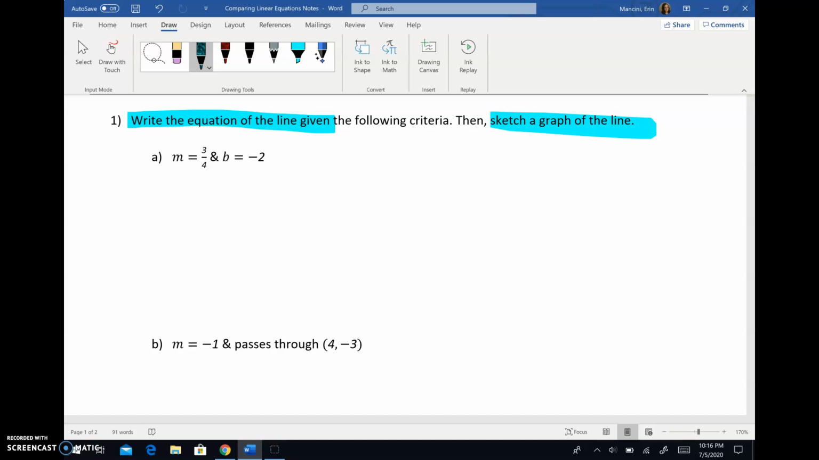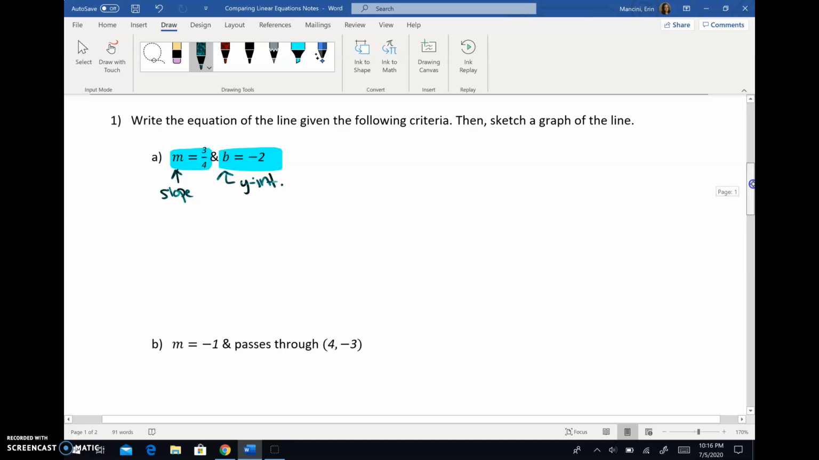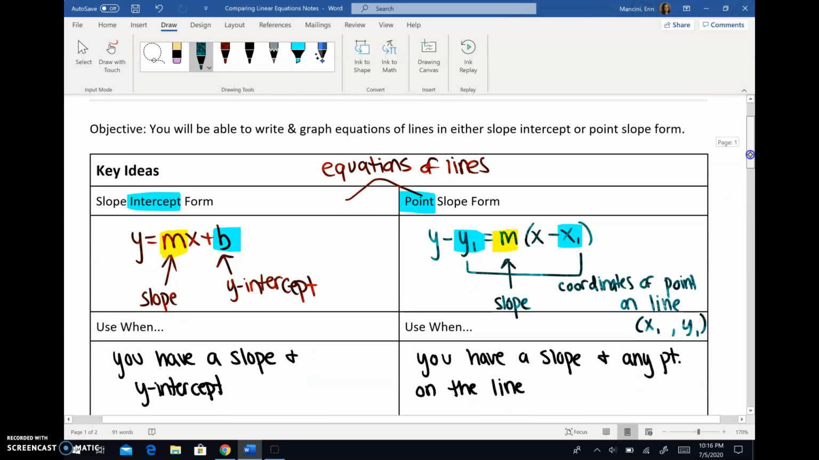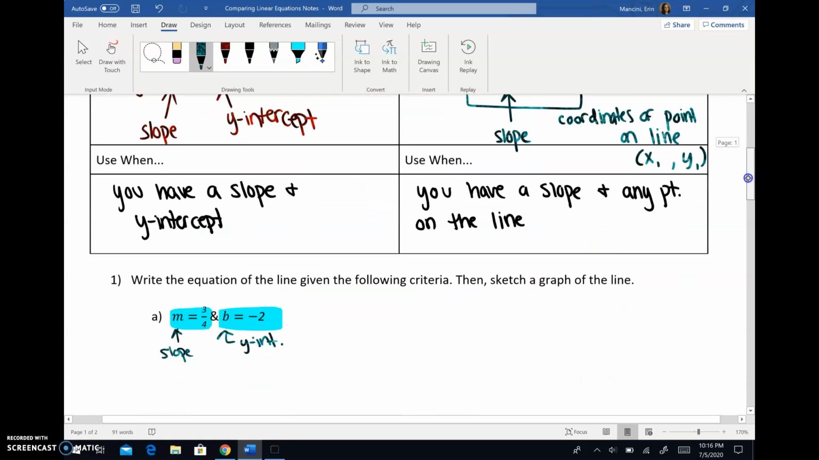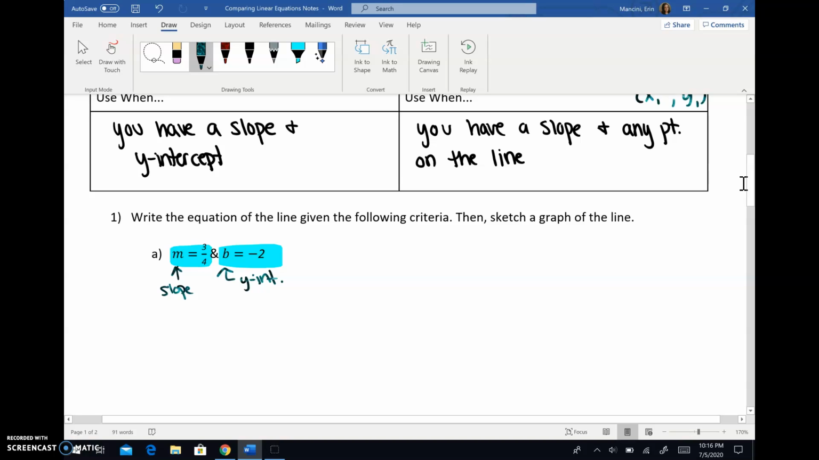First thing you want to do is look at the problem and ask, what information am I given? In problem A, I'm given m and b. As a reminder, the m variable means slope. M stands for move. B is the y-intercept, which is where you begin graphing the line. That's what I learned, at least. So when you have m and b, which form are you going to use? I noticed that m and b are in slope-intercept form, so I'm going to use that one. Since I have my slope and y-intercept, I'm going to use slope-intercept.